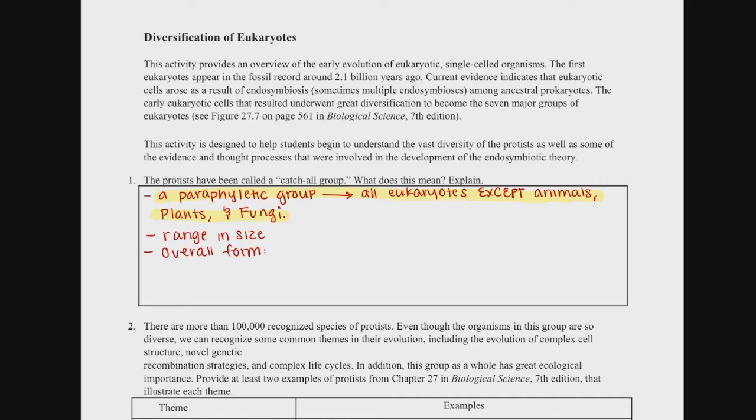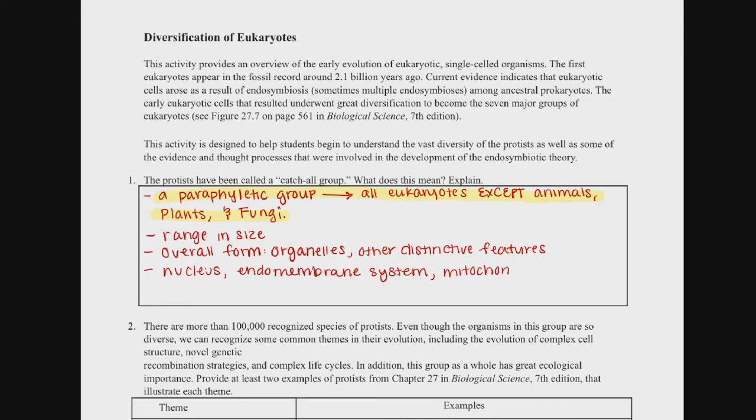So overall in form, they have organelles and other distinctive features. They have a nucleus and endomembrane system. They have mitochondria, or just genes that are normally found in mitochondria, and they have a cytoskeleton. So that is kind of the answer to this question.